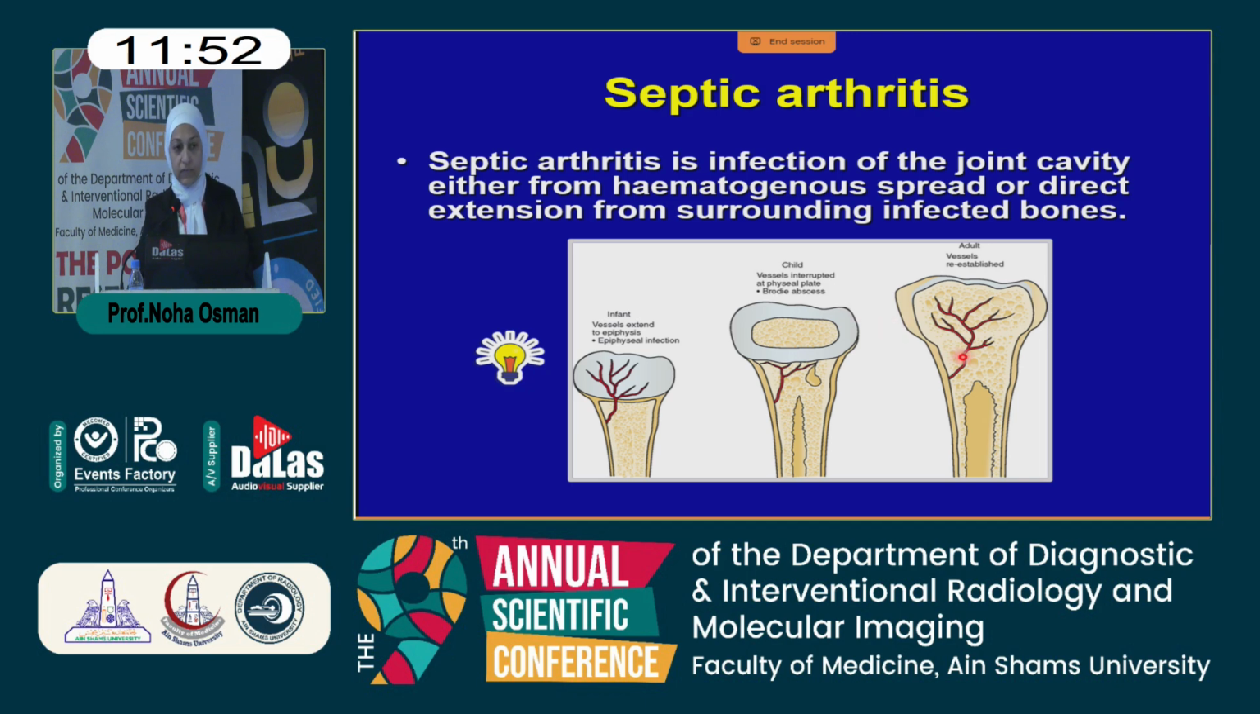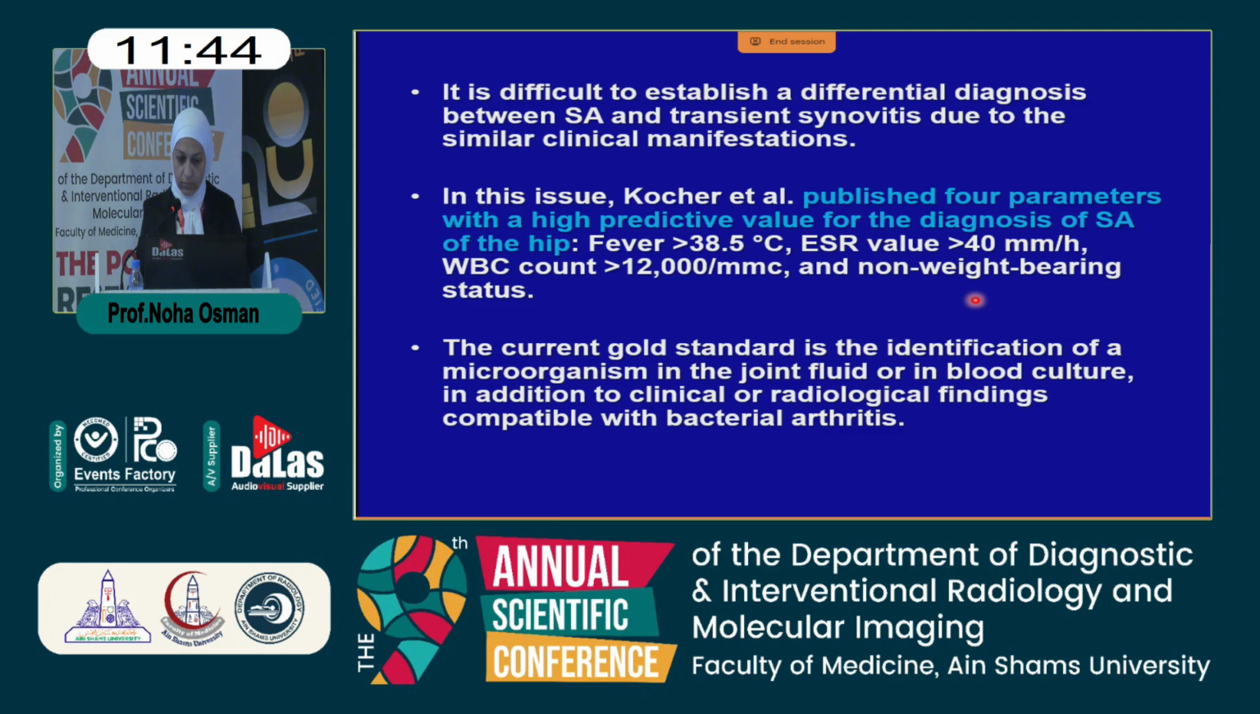In adulthood, after closure of the growth plate, again the blood vessels can reach into the epiphysis and septic arthritis is more common. In septic arthritis, it's difficult to establish a differential diagnosis between septic arthritis and transient synovitis due to similar clinical manifestations. In the literature, some authors published 4 parameters in case of septic arthritis of the hip to accurately diagnose septic arthritis.